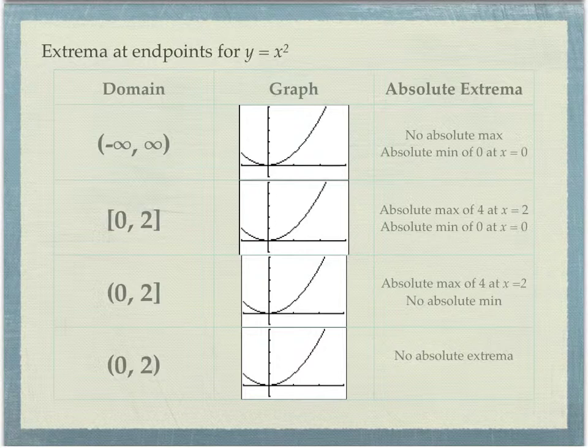There's no absolute max because the graph just keeps going higher and higher in both directions, of course. There is an absolute minimum, however, at x equals 0. That's the lowest point, the vertex of the graph.